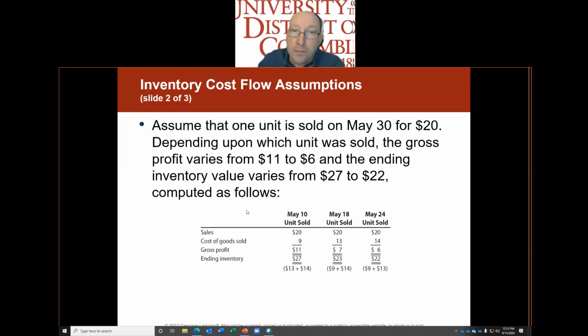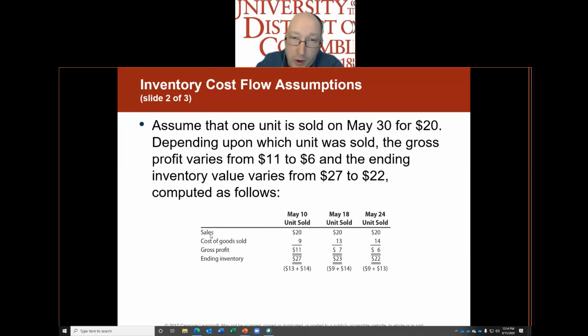Now let's assume that 1 unit is sold on May 30th for $20. Depending on which unit was sold, the gross profit varies from $11 to $6, and the ending inventory values range from $27 to $22. Here's why.